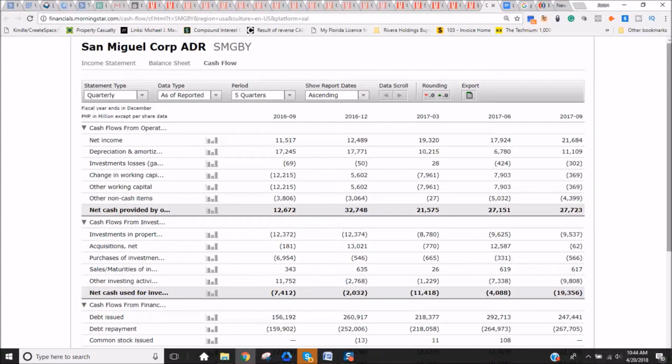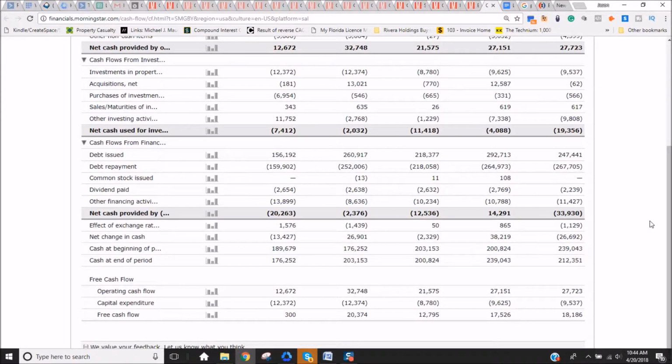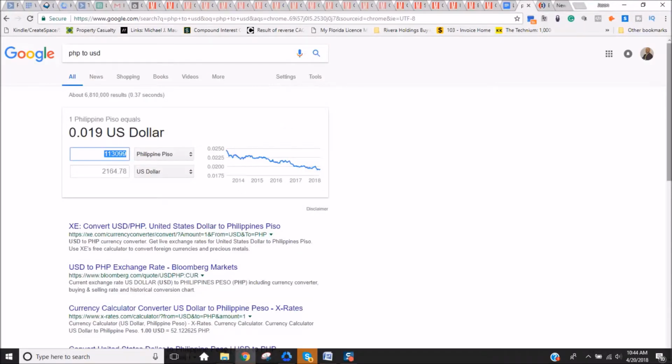Free cash flow, again, make sure to calculate this right. 18186 plus 1726 plus 1295 plus 20374. So 68,800. 6688, 811318.